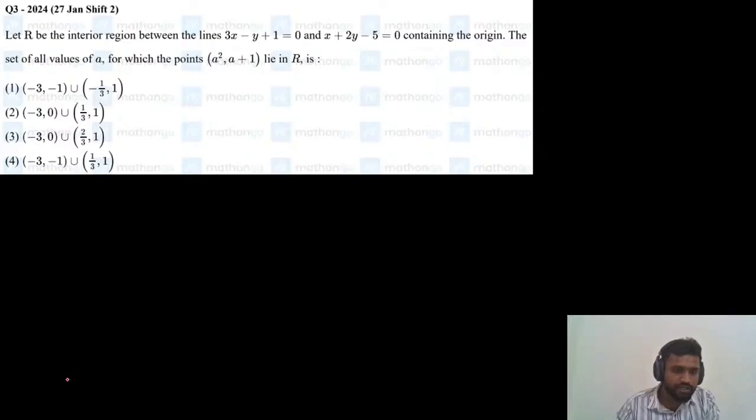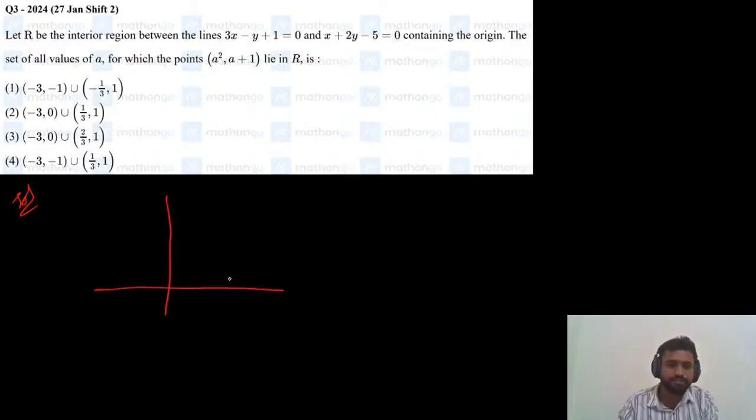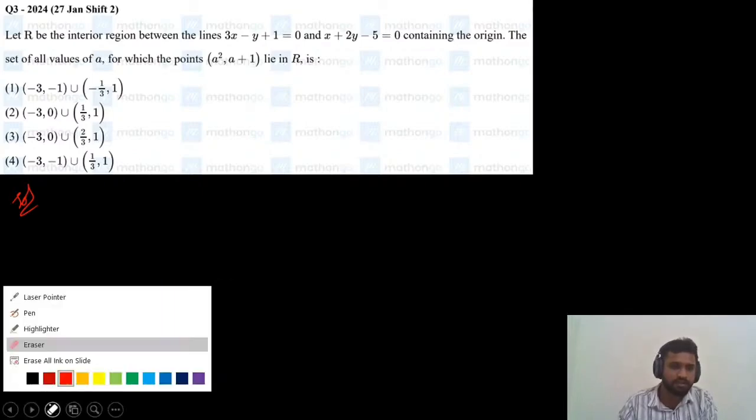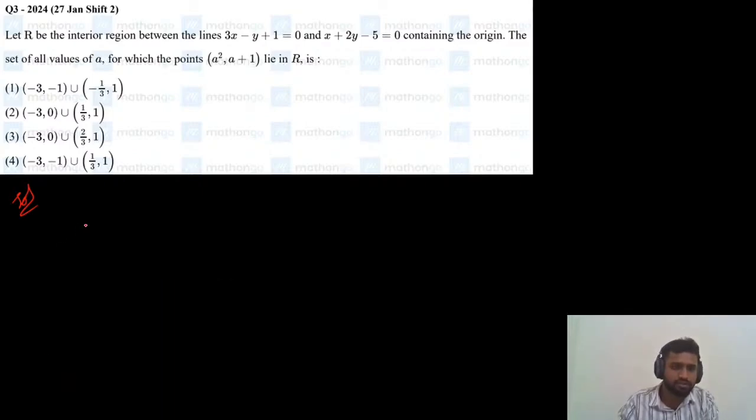First, try to draw the diagram for these two lines. Here is the solution. Suppose this is the y-axis and this is the x-axis. Let me draw somewhat to the left here. So how to draw the first line?